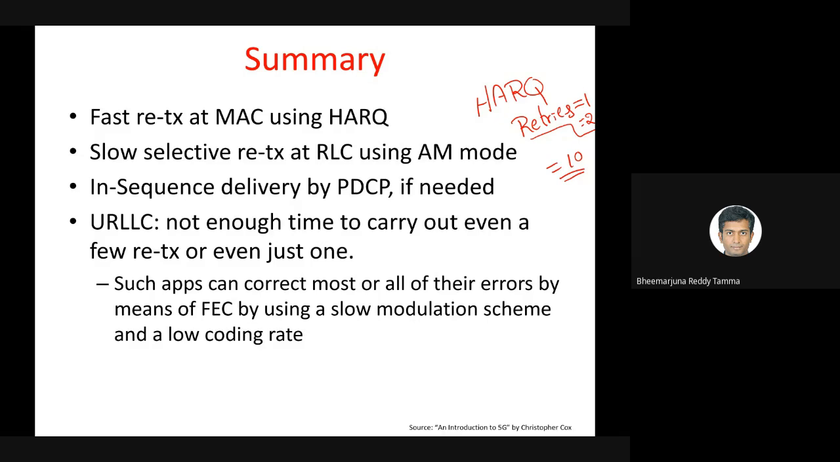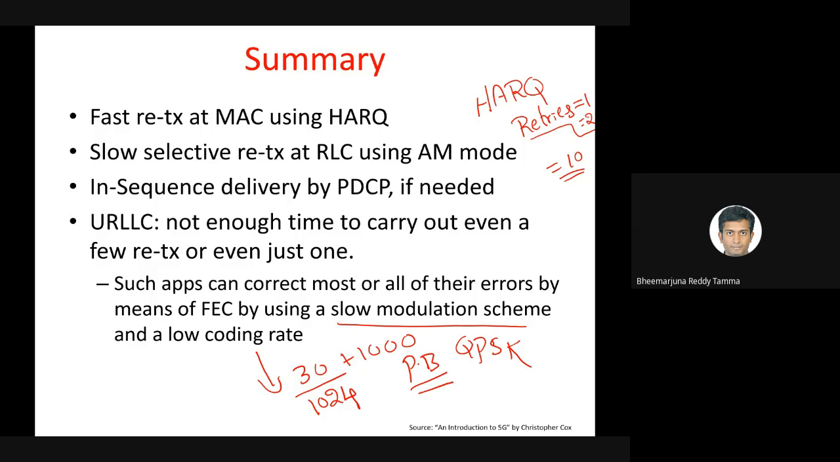That is one approach. The other approach is using a slow modulation scheme like QPSK with a very low coding rate. If you recall, I was showing you an example where you are packing only 10 bits, 30 bits out of 1024. So for sending 30 bits, you are almost adding 1,000 parity bits. Look at how much redundancy you are adding. The idea here is that the receiver will be receiving it, no matter how bad the channel is. So this could be configured for some other applications.